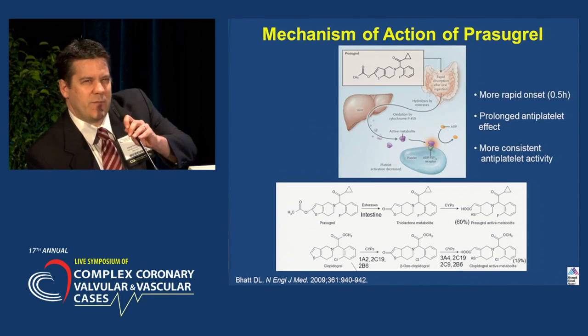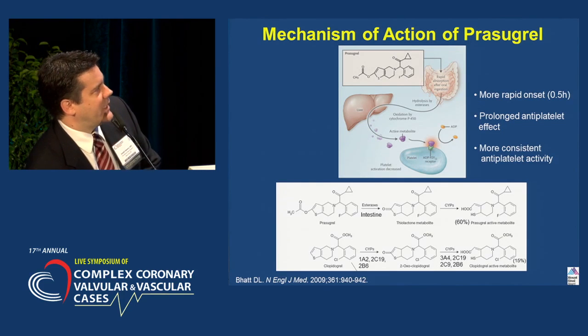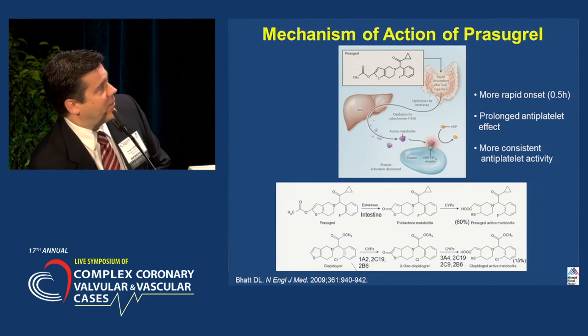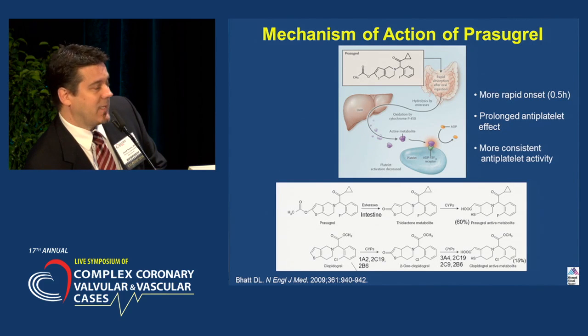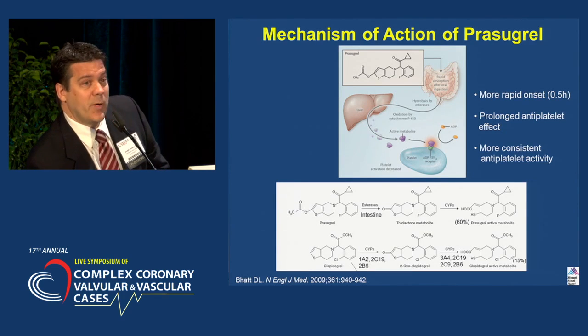Prasugrel, by now, most of you have probably heard of. It's been out for about 5 years. Prasugrel is an interesting agent. It is very similar to Clopidogrel in that it undergoes metabolic activation through the hepatic enzyme pathways, but it has a more rapid onset of action, a more prolonged antiplatelet action, and it's much more potent.